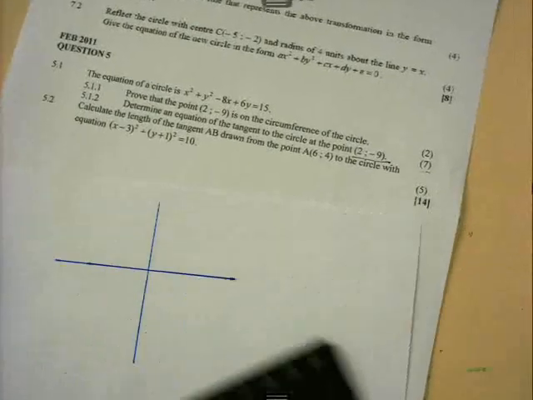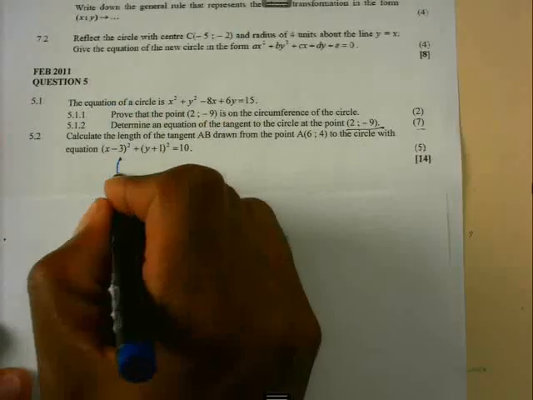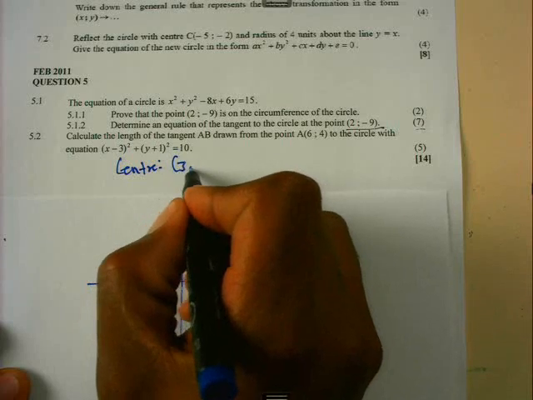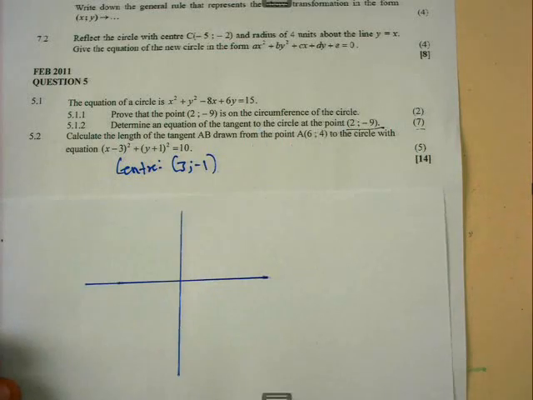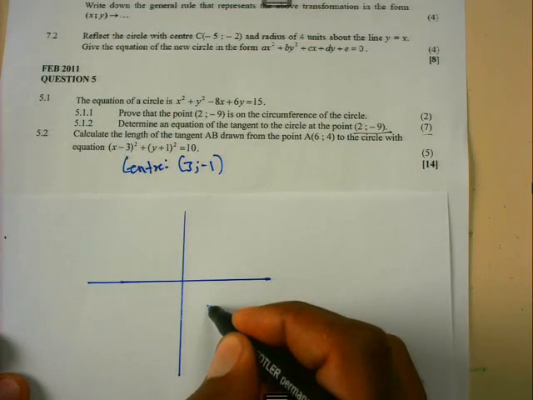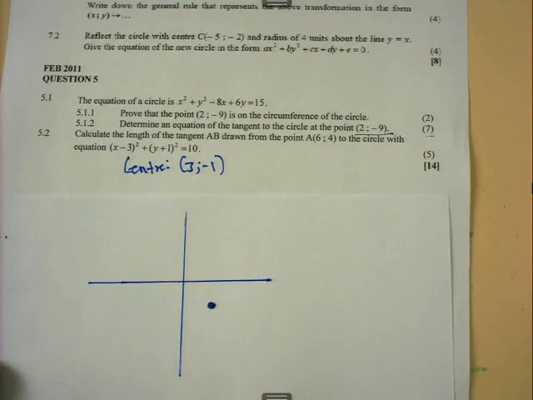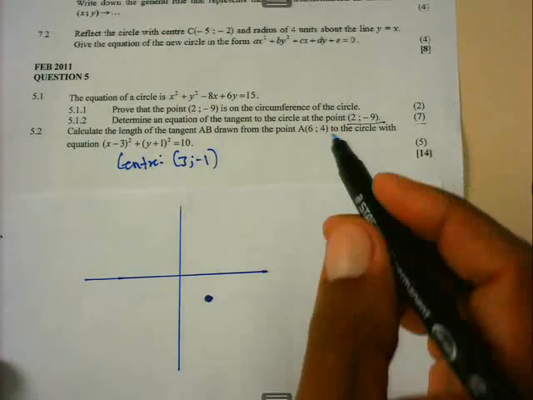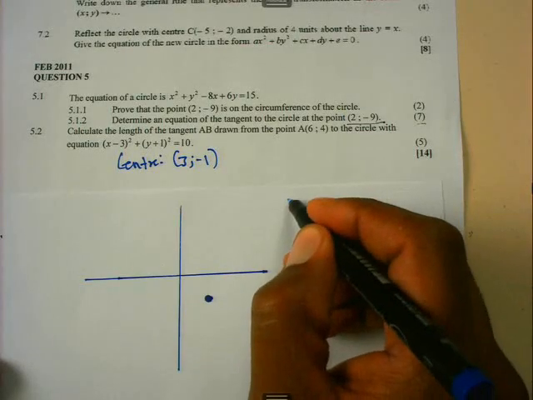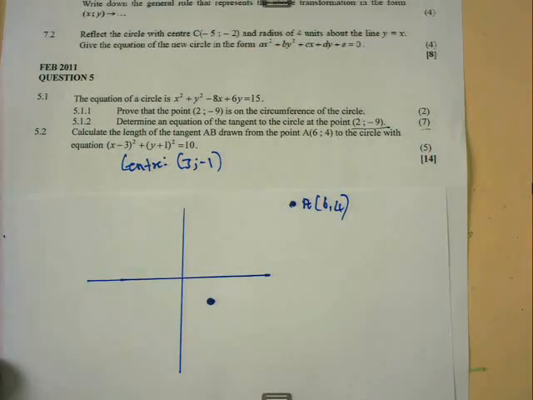Right, and now from here, what is the center of the circle? The center of the circle will be 3 as well as -1. We agree that x is 3, y is -1. That is the center of the circle. Right, now, where is this point A? Point A is 6 as well as +4. That will be A on this side, that is 6 and +4.